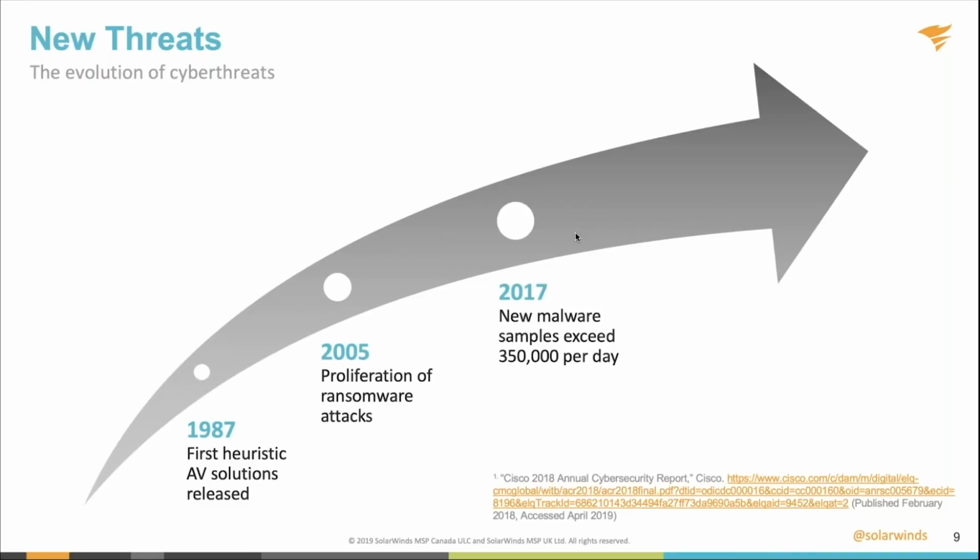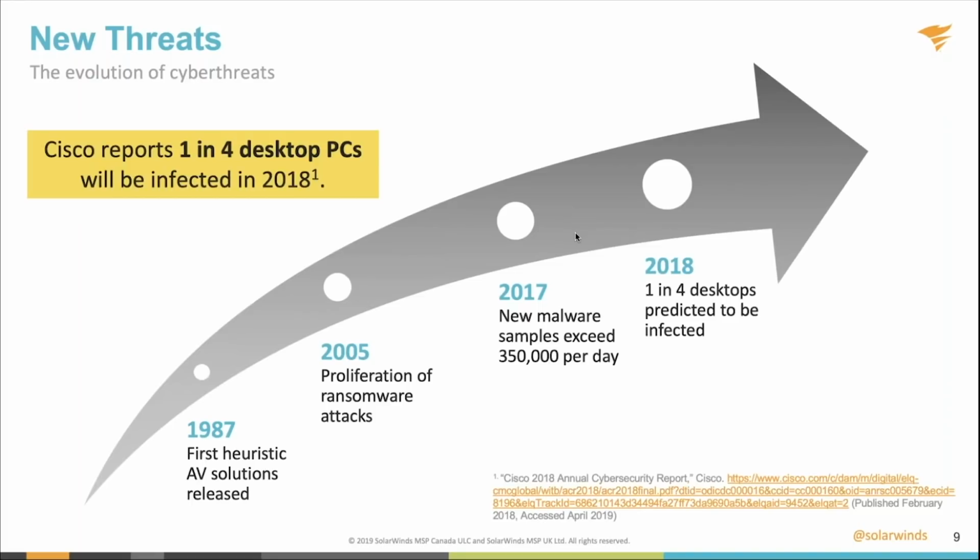In 2017, we get to the point where we're starting to see so many new samples of malware a day that it's exceeding 350,000 new samples a day. That's 350,000 new signatures per day that a legacy AV has to keep up with. And then as recently as last year, Cisco predicted that 1 in 4 desktop PCs would be infected in 2018. That is 25% of not just your customers, but 25% of all the endpoints that you could be monitoring as an IT service provider.